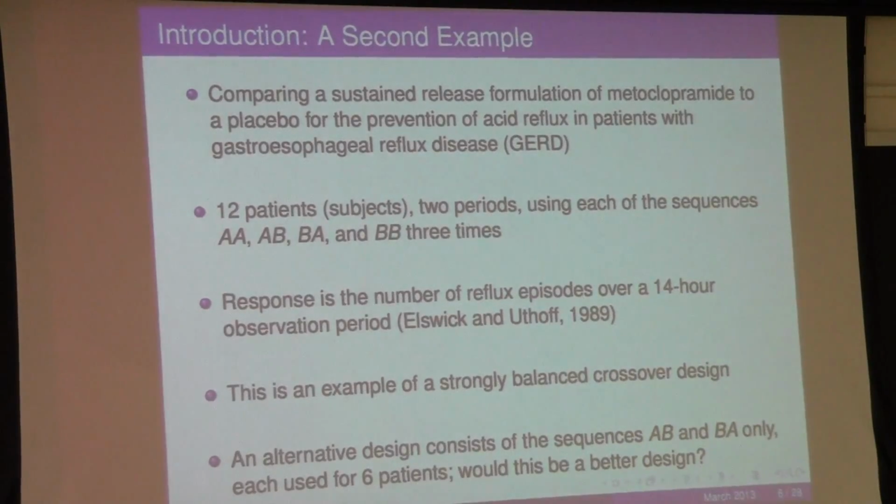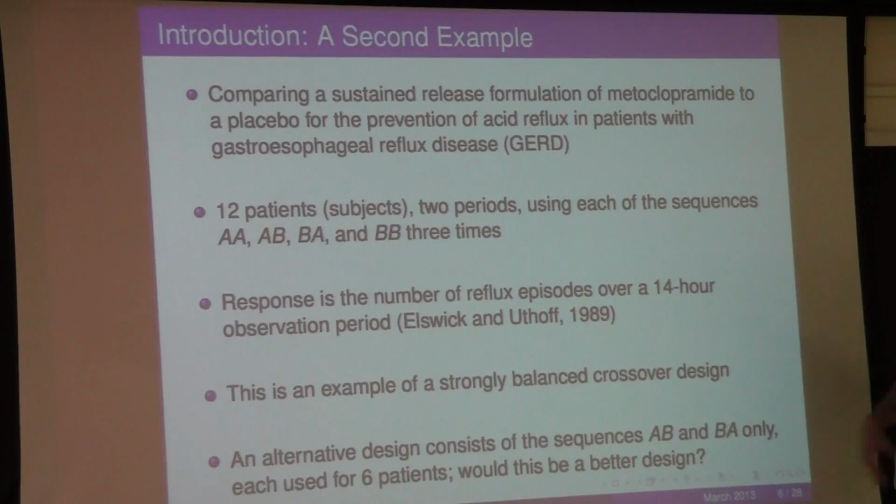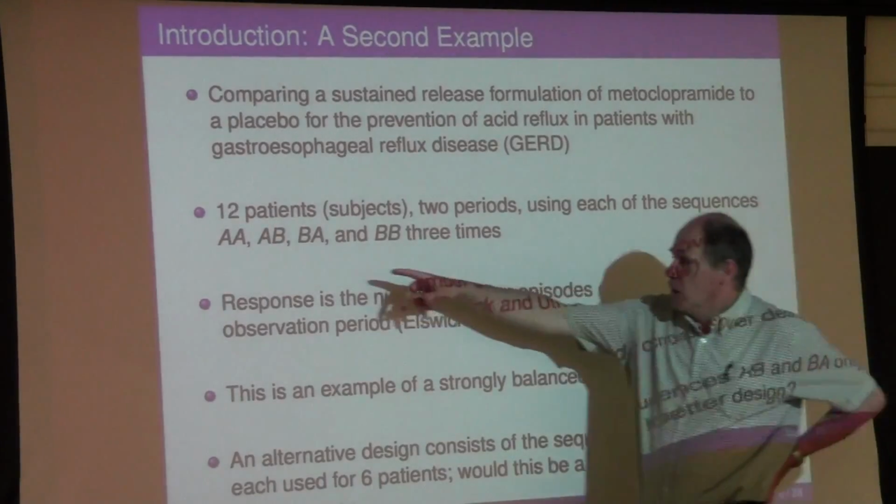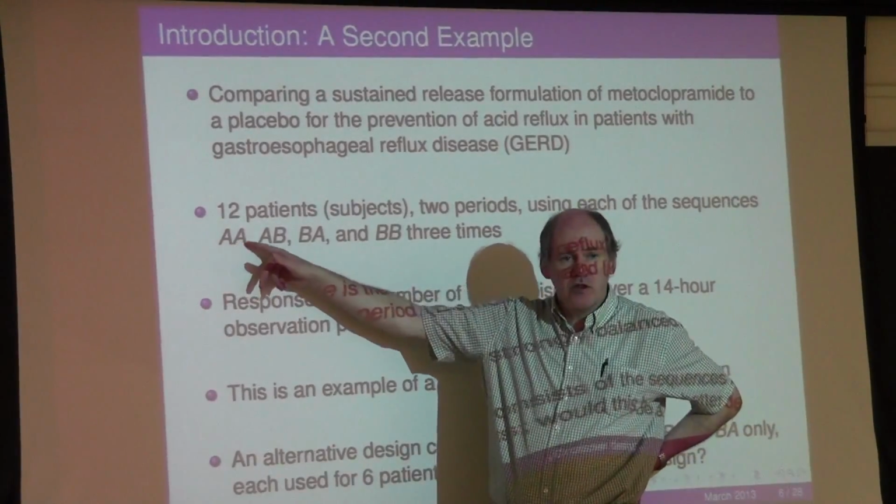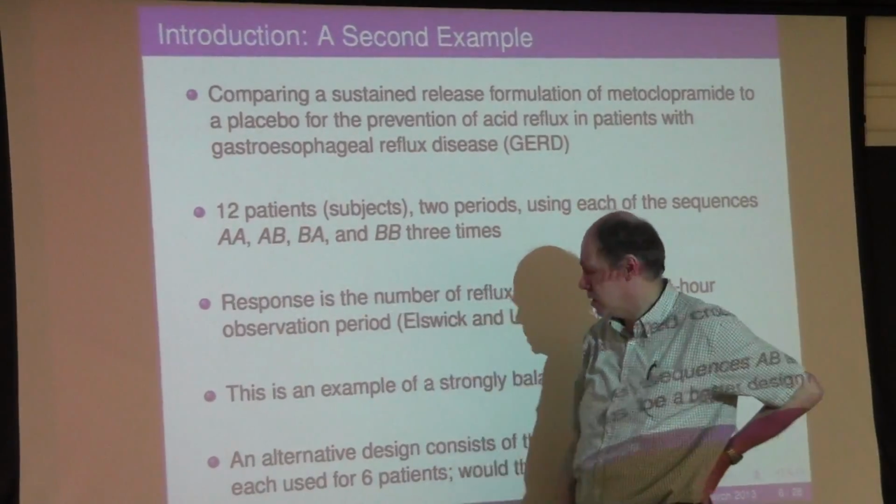This is something that people call a strongly balanced design, and I'll skip the definition because it's not going to be very important for this particular talk. But it's another example of this type of experiment. So this was published in 1989. And of course, you may wonder, what do you gain by having sequences like this, A, B, B?